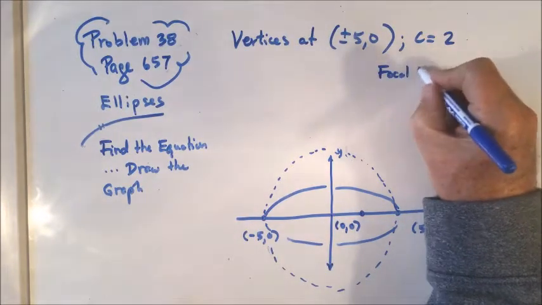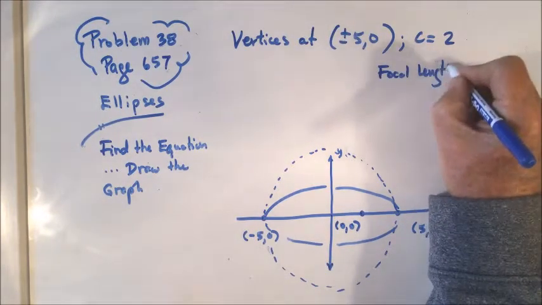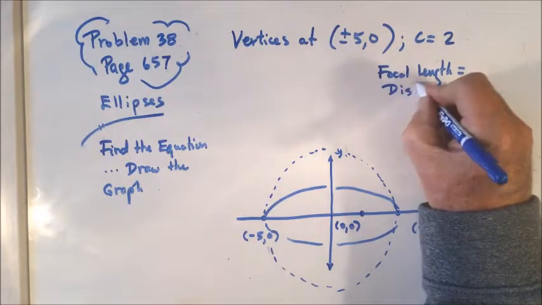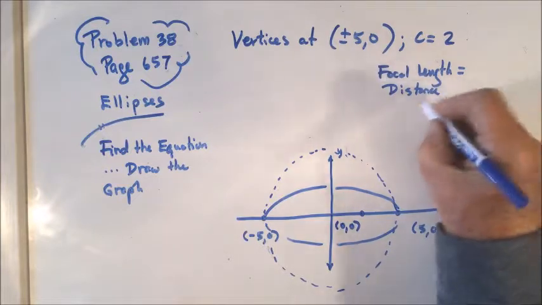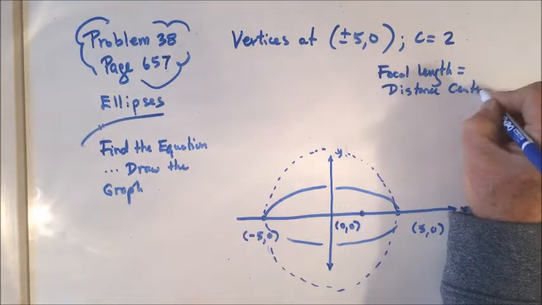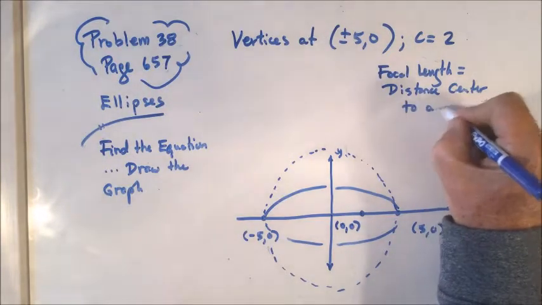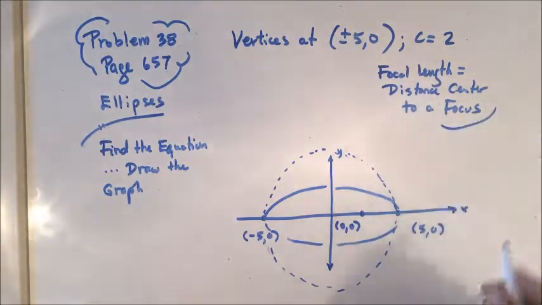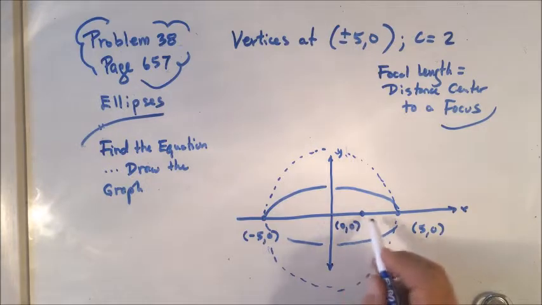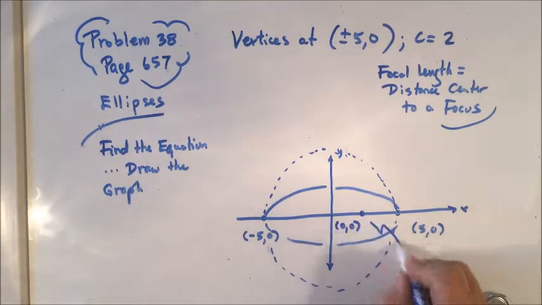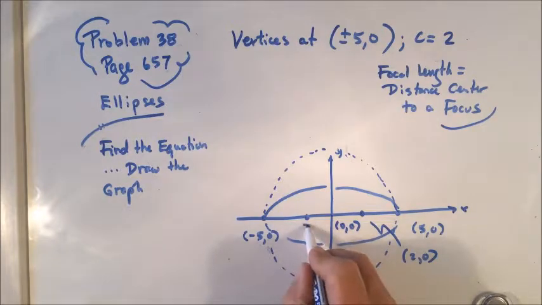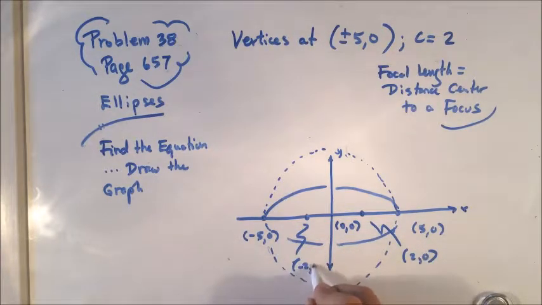Focal length is the distance of the center to a focus. Okay. And so this point is the point 2, 0. There's another one over here, which is minus 2, 0.